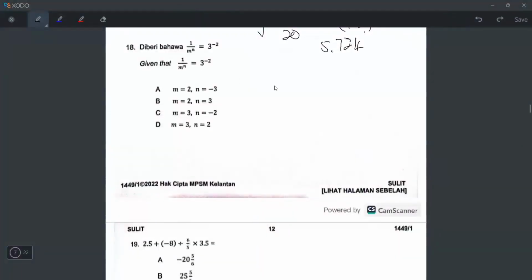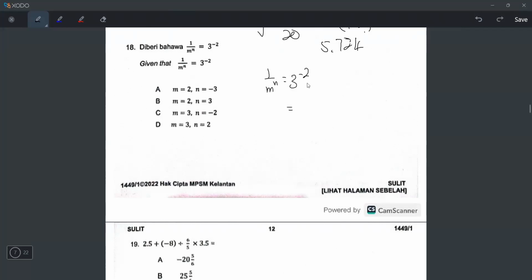Okay, number 18. 1 over m power n equals to 3 power negative 2. This is also one of the questions where if you are an MS student, you will know even more, but if you are a non-MS student, you might struggle a bit, okay? But it's very easy actually, okay? Okay, you have to know something. I think some students will make mistakes in this question, even though it's easy. And my feeling is students will be careless here. Okay, because of the negative positive thing. Okay, I will tell you how I do it.